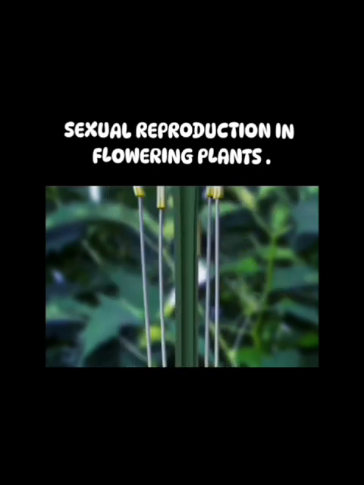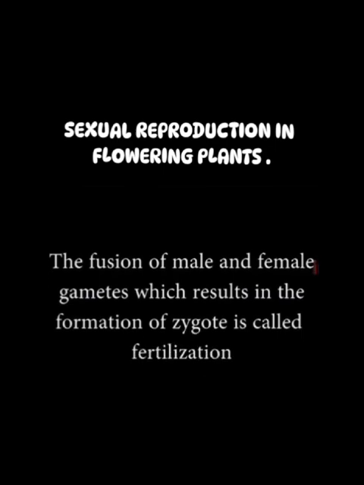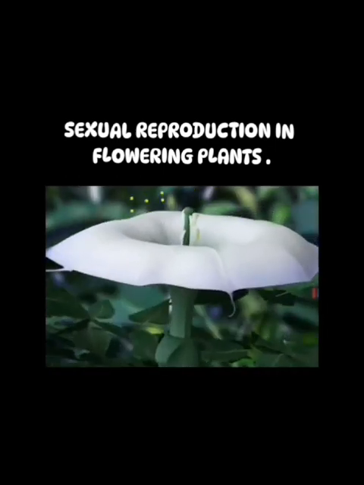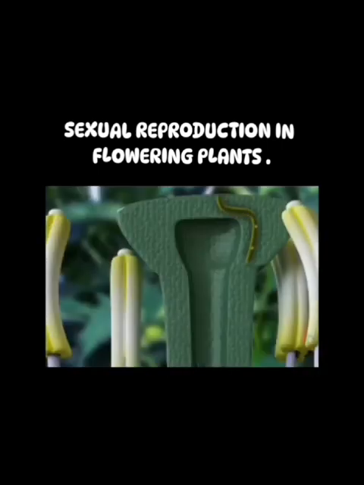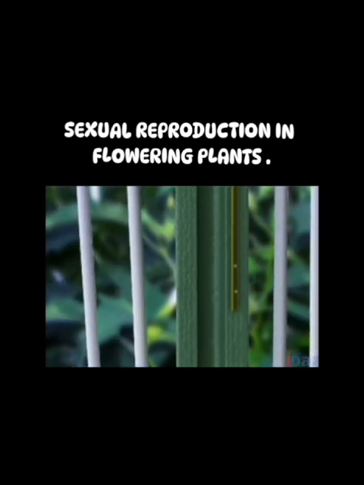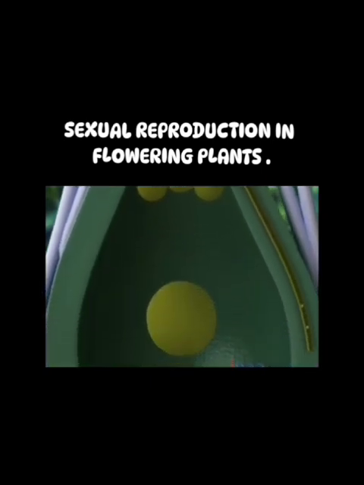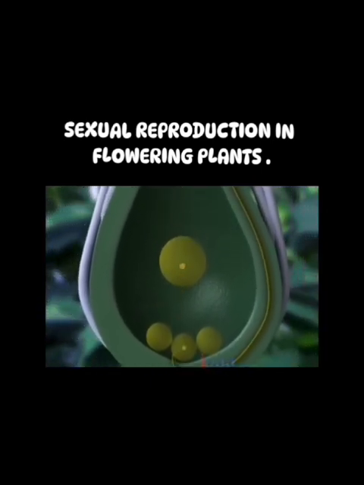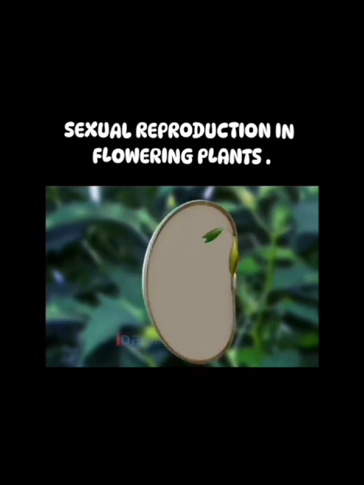As you can see, the pistil is the female reproductive part. In the ovary, the male and female gametes fuse at one place and form a diploid zygote. That means, what is fertilization? The fusion of male and female gametes. You can see the pollen grains moving from one place to another, from the male to the female, and traveling down towards the ovule. This is how fertilization takes place, entering the ovule, and then the diploid zygote formation takes place. This is sexual reproduction in flowering plants.